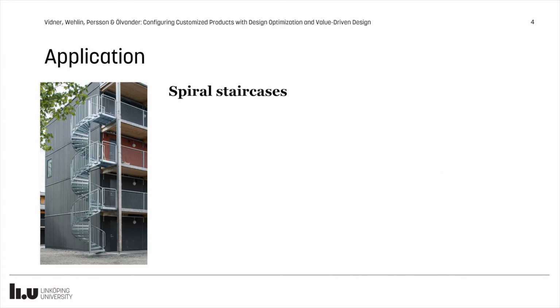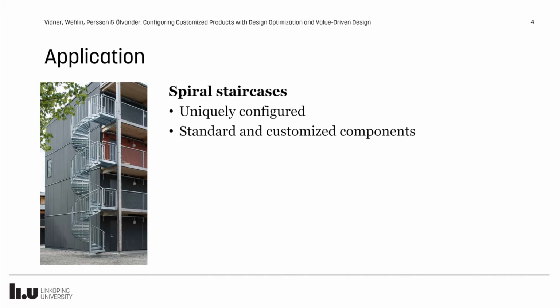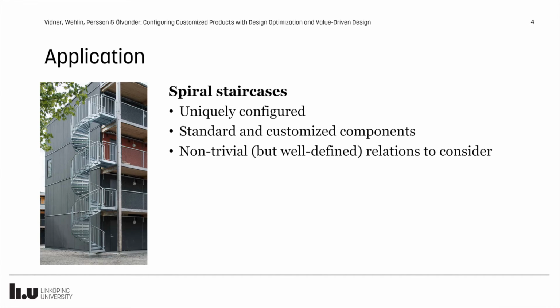Spiral staircases are products that are configured uniquely for each customer. They are typically configured with a set of standard components, for instance steps from a set of predefined radii, as well as customized components, such as railings. The configuration process needs to consider a number of geometrical, ergonomical, and regulational requirements, making it a non-trivial task to find feasible design solutions. On the other hand, these requirements are well defined, lending the product well for this approach.